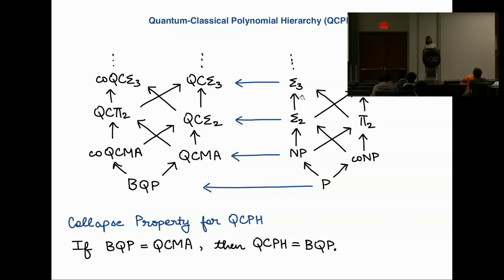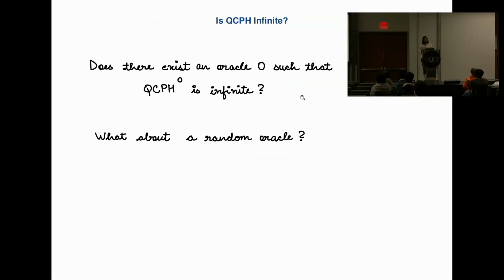So now that we have this definition of QCPH and we somewhat understand its relation to PH, it's natural to ask whether we can show that QCPH is also infinite in the oracle model. So we can ask whether there exists an oracle O such that QCPH relative to O is infinite. And if we can indeed get such a result, then it's also natural to ask whether we need a very structured oracle, or can we also show a similar result relative to a random oracle.